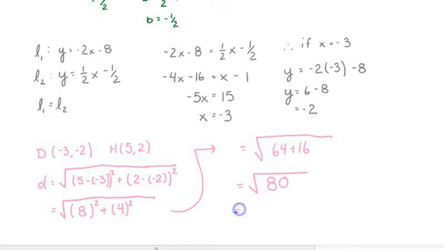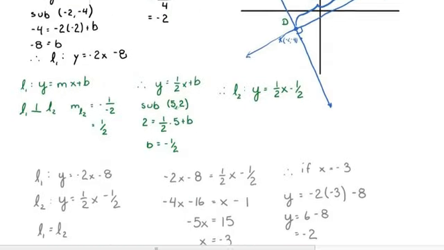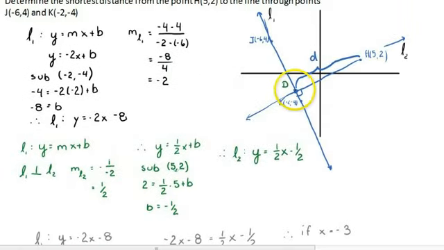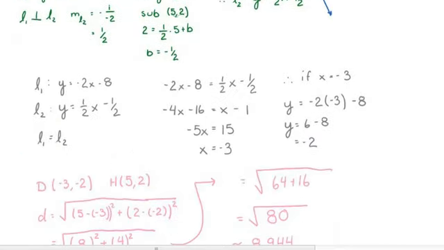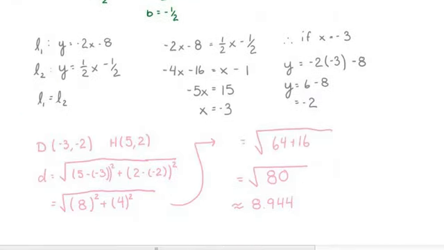And at this point I can get my calculator out and I can say root 80 is approximately equal to 8.944. And I'm going to take this to 3 decimal places because there's no context to this question, and 3 decimal places is usually a safe bet. So again, I scroll up just to recap. What I now know is that the shortest distance from H to this line is 8.944 units. I hope that helped.